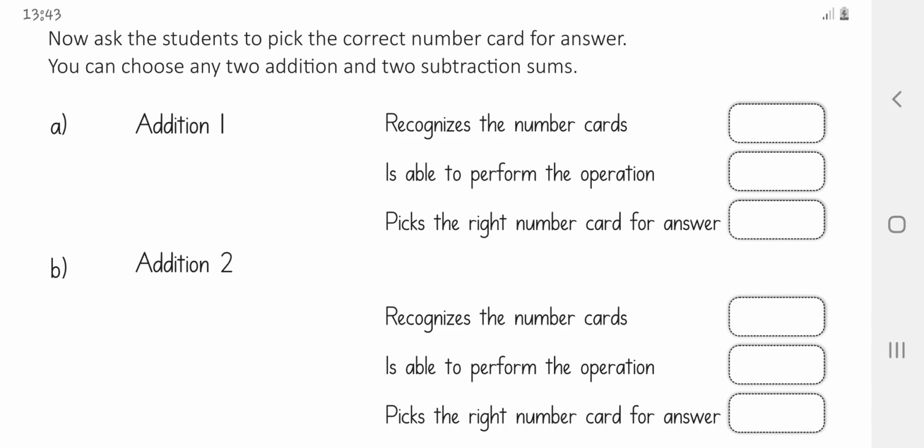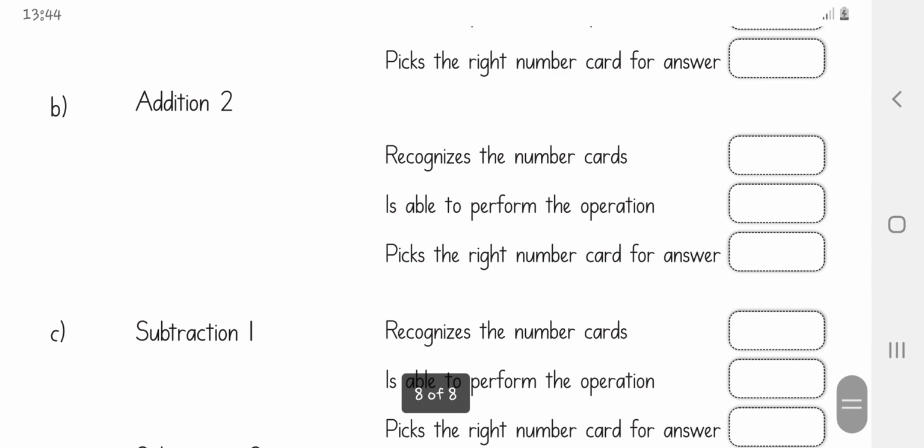So you are checking the students in 3 different areas. Number 1, can they recognize the number card? If you show them 3, can they pick 3 objects? If you show them 1, can they pick 1 object? Is the student able to perform the operation? Can they add 3 plus 1 and come up with the answer? And can the student pick the right number card for the answer? 4. They can count to 4, but can they recognize number 4 from the number cards and then show you number 4? So you have to tick for every correct action that they perform. First they pick the numbers, then they count, and then in the end they pick the answer. So 2 addition sums and 2 subtraction sums.